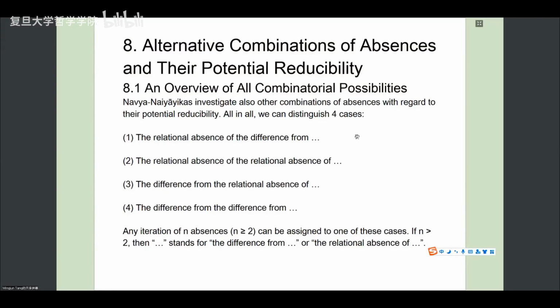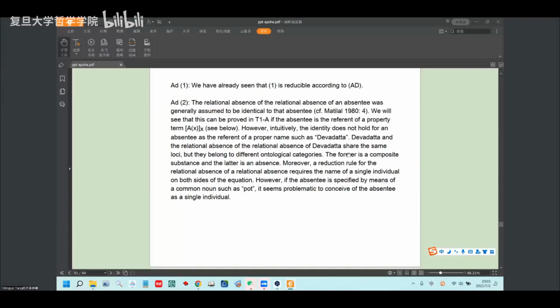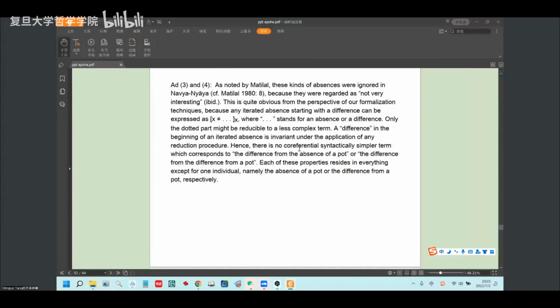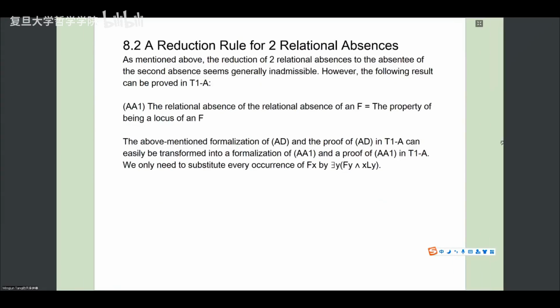So what is the reduction result for 1 and 2? So we move on to slide 53. So what's the relational absence of the relational absence?